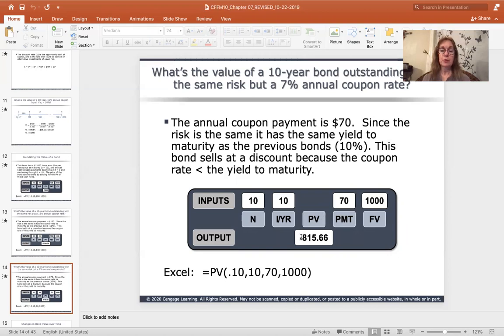And we get, of course, you're disregarding the negative sign, $815.66. So we would be indifferent between buying this bond for $815 or buying a 10% bond at the current market rate for $1,000. So if interest rates increase after the bond is issued, then the bond will sell at a discount.